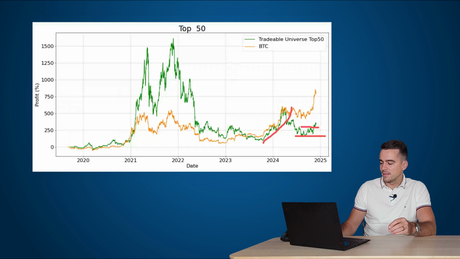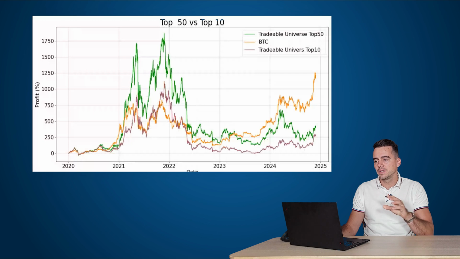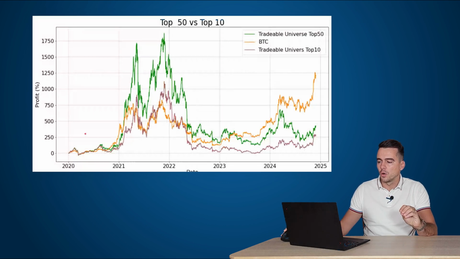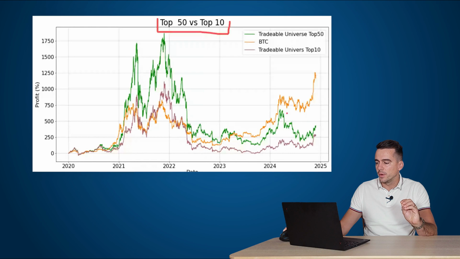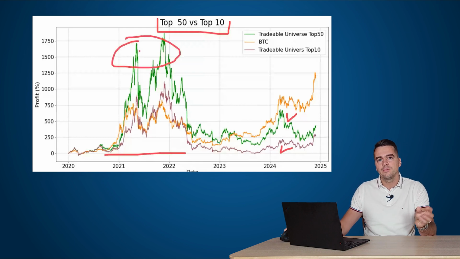Now again, to understand the characteristics of smaller coins compared to bigger coins, let's look at this top 50 to top 10 comparison of potential tradable universes. We are trading the top 50, which is this green line. But for example, if we were trading the top 10, you can see that the performance in highly trending periods was much smaller, much lower compared to the top 50 coins. Again, why? Liquidity and volatility. You already know the relationship.